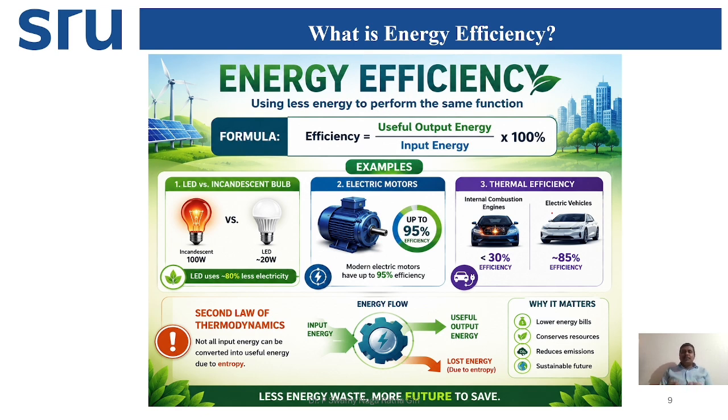Energy efficiency is a very simple formula. The output energy divided by the input energy, multiplied by 100%, gives the efficiency. For example, we have LED versus incandescent bulbs, which were used in the olden days. The incandescent bulb is 100 watts, whereas the LED is 20 watts. But the LED uses 80% less electricity.